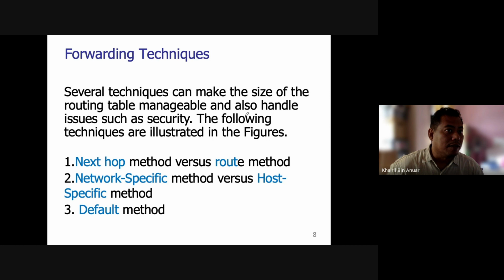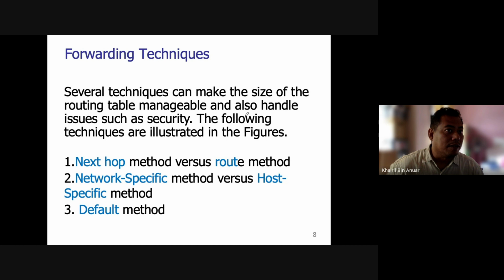And then we can also see the network specific method or host specific method. Here it means that you can give the routing based on the network. So if you want to go to network C, you have to identify that the next hop or the routing will be based on the network itself. Whereas host specific means that you define the destination as the host IP address itself.